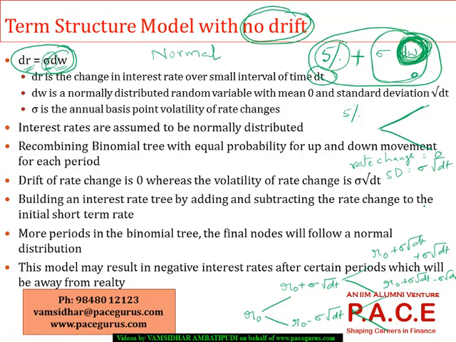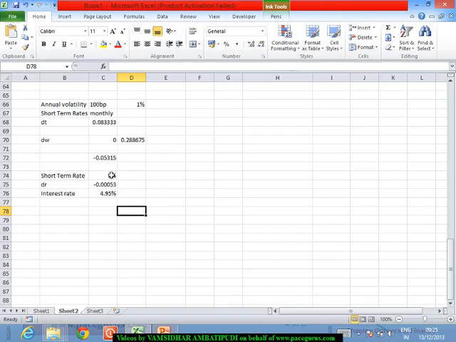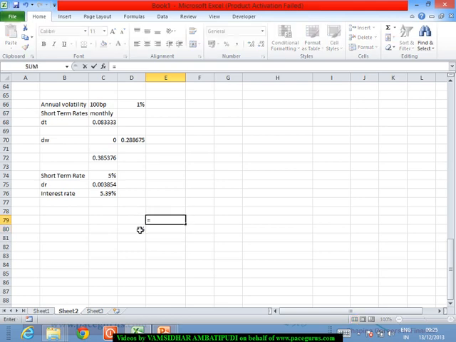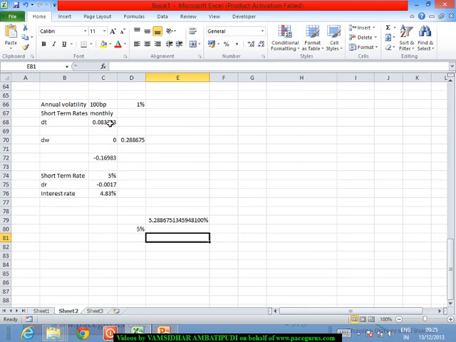So let's say for the same example of 5%, if I have to build the tree, this is one instance. But to build a tree, I have to talk about the average up movement as well as the average down movement. And I know that because the mean is 0, 50% of the times the rate can go up, 50% of the times the rate can go down. If the current interest rate is 5%, the upward side would be 5% plus sigma times square root of dt.